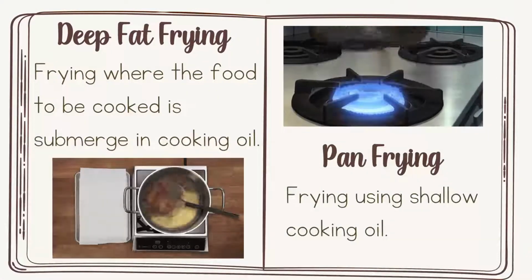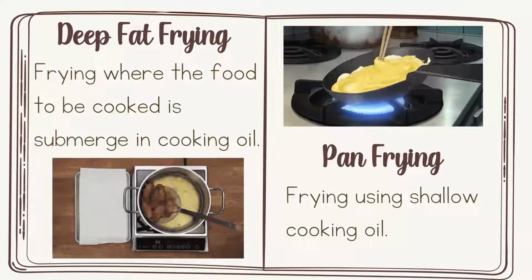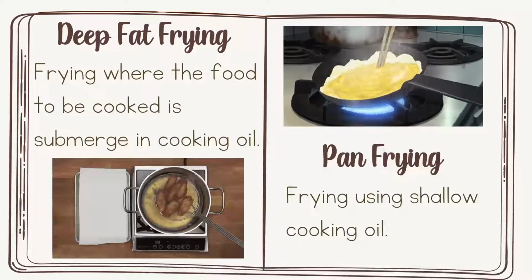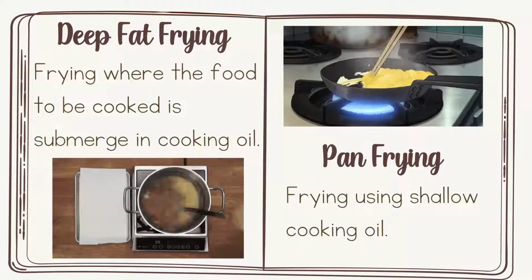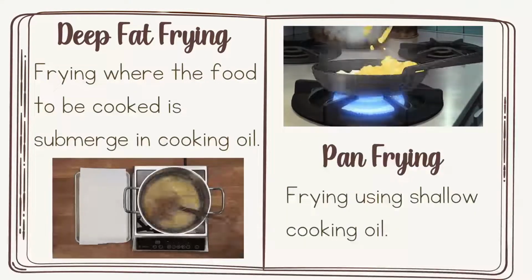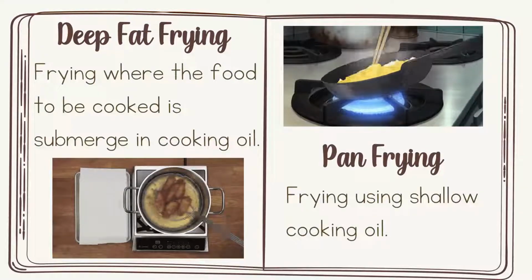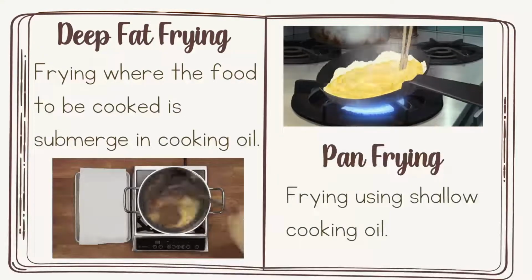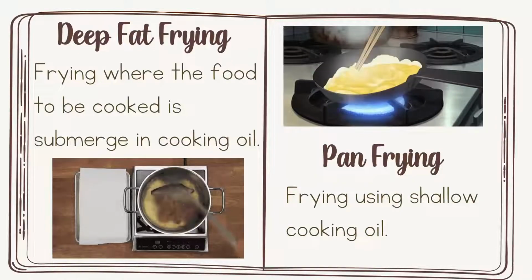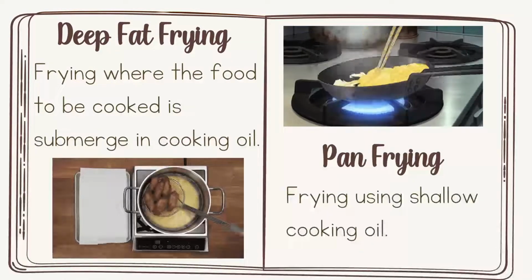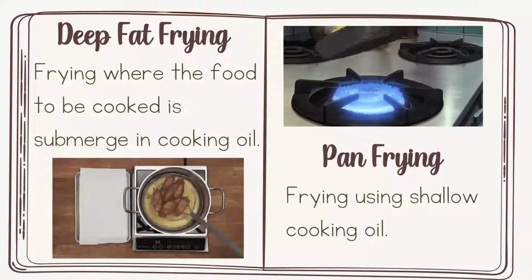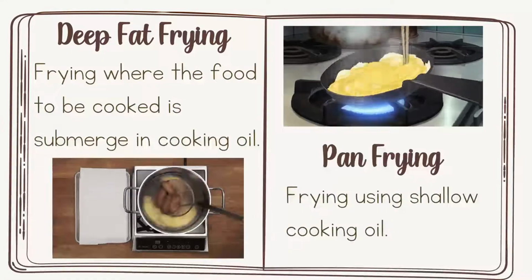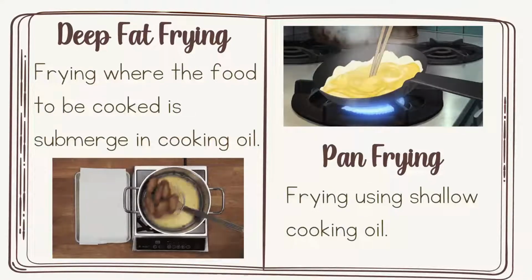Next, we have deep fat frying, where the food to be cooked is submerged in cooking oil, so it requires a lot of cooking oil. The way we cook our fried chicken or even our chicken lollipop is through deep fat frying. Next, we also have pan frying, or frying using shallow cooking oil. The way we cook our chicken nuggets or even our hot dogs and eggs.